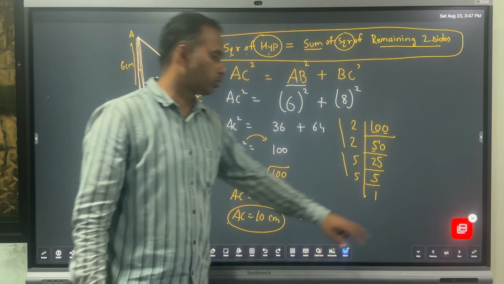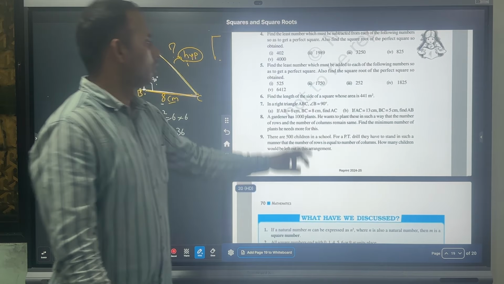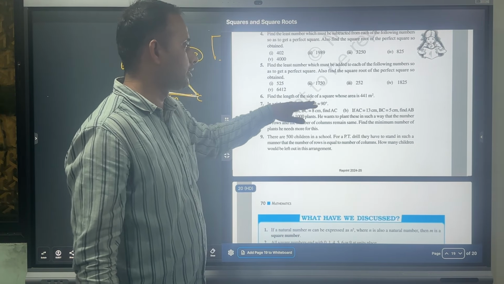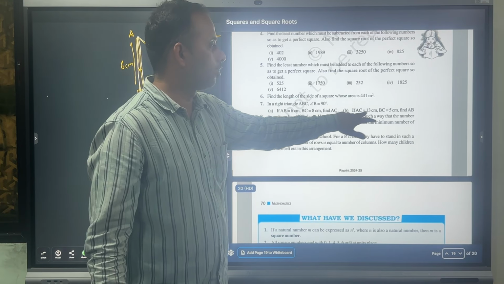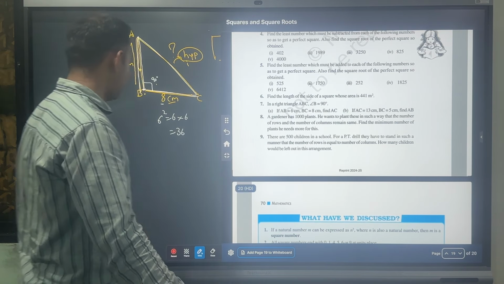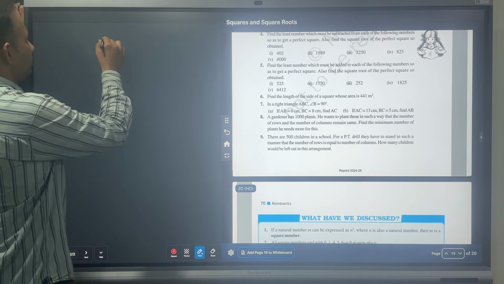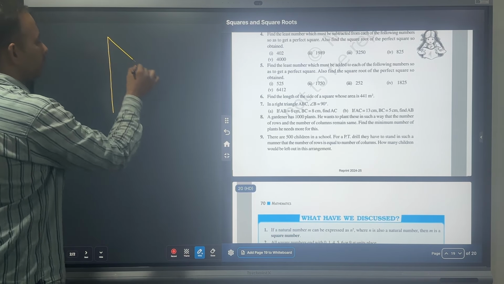Let us read once the question, what they are asking us. This time AC is 13, BC is 5. The triangle is the same, okay, but now the dimensions have changed. Let us see how to find that. I'll draw the triangle first.